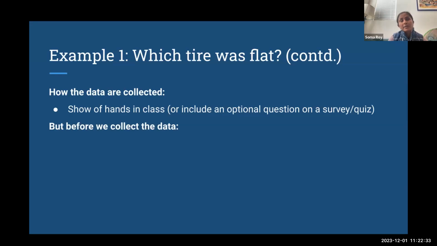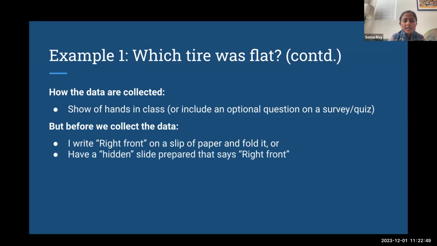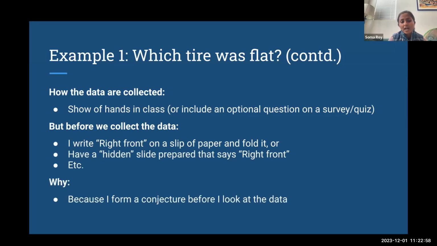So typically I'll do a show of hands, but before I collect the data, I write on a little slip of paper, I'll write right front, fold it and hand it over to a student who is in class and say, don't open it till after we've collected the data. Or I'll have a slide already prepared that says right front, because I am hypothesizing before I look at the data that more often than not, students are going to pick the right front tire more often than they would if they were picking by chance alone. So I want to form a conjecture before I look at the data, not let the data decide what my conjecture should be.